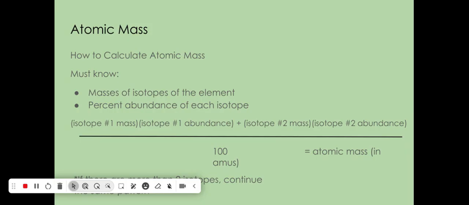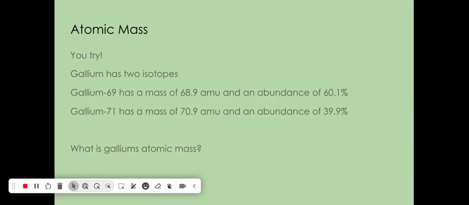For the equation, you multiply the mass number of one isotope by its percent abundance. Then, you add that number to the product of the second isotope's mass and percent abundance. Continue this pattern with all of the isotopes of one element. Then, divide that number by 100. This will give you the atomic mass in AMUs, or atomic mass units. So now you can try.